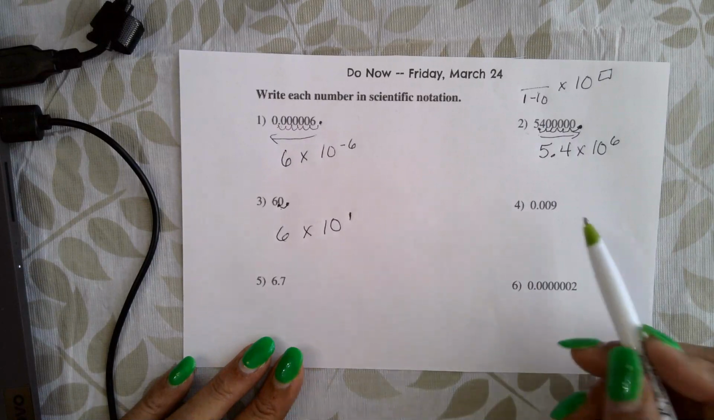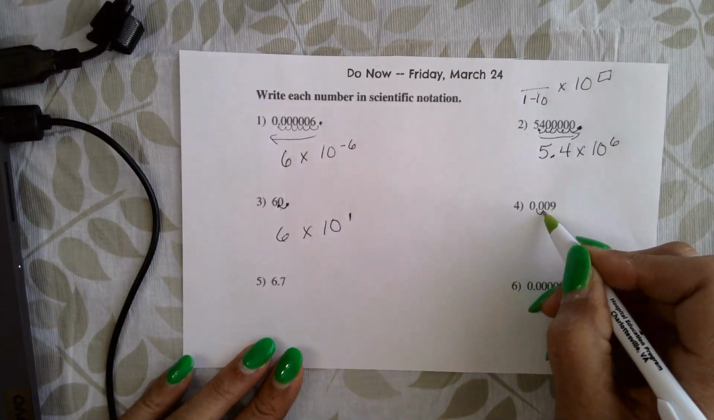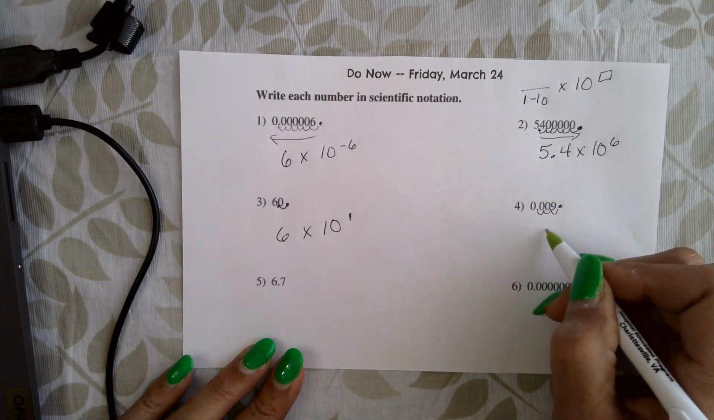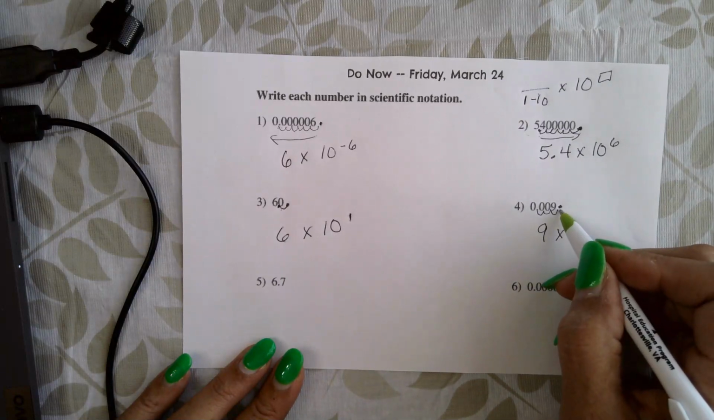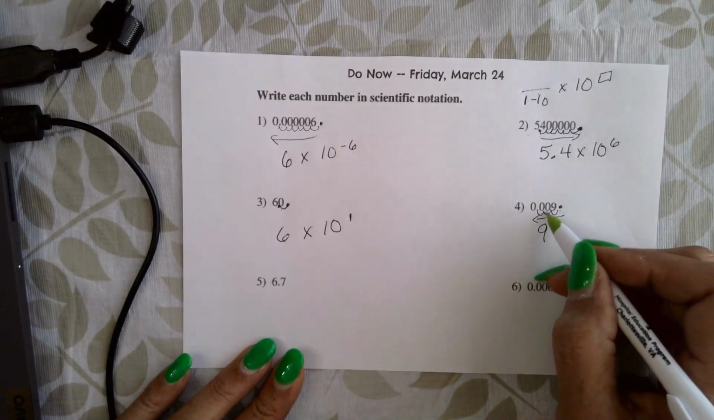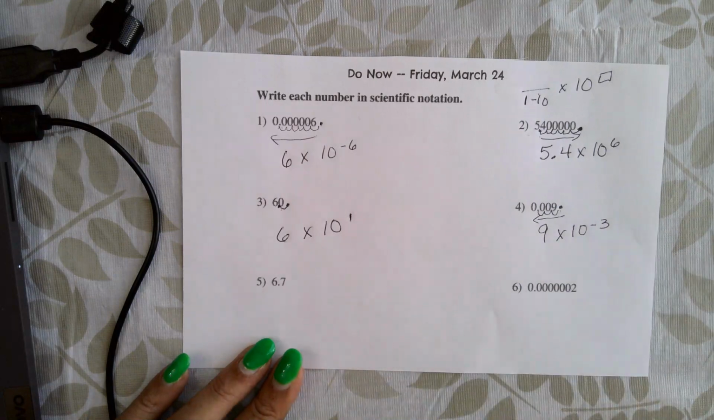All right, this one already has a decimal, so I just need to move this decimal point until I get to a number between 1 and 10. So I'm right here. So my leading coefficient is going to be 9 times. So if I have to go back to my original, it's to the left. 1, 2, 3 times 10 to the negative 3.